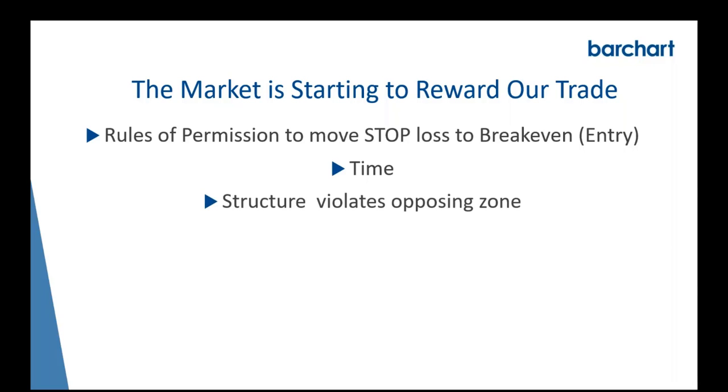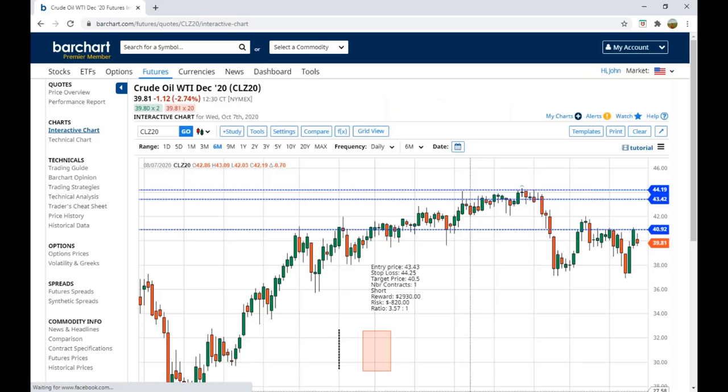Structure, this concept of that first opposing zone, that first target, right? Once we reach that structure, we're going to make the change. We're going to move our stop to break even. This is because now we believe that our trend is in control and that our market is going to continue to reward us on this one. All right, so let's go to another example on that one.